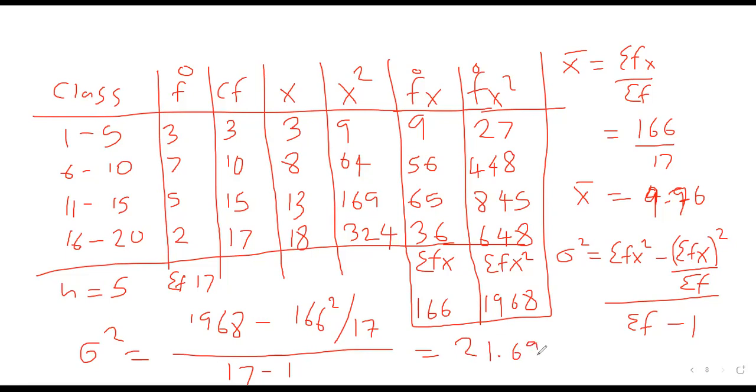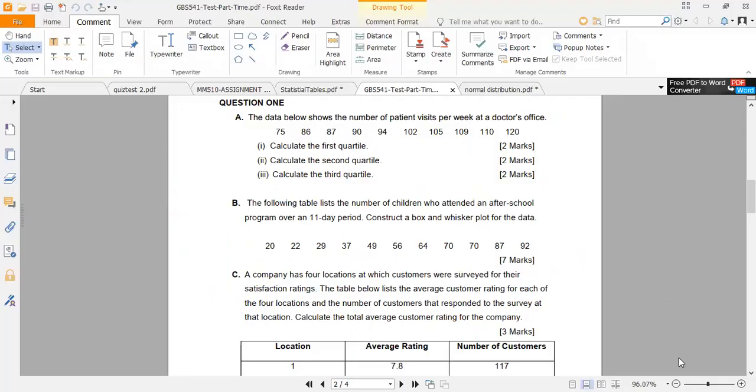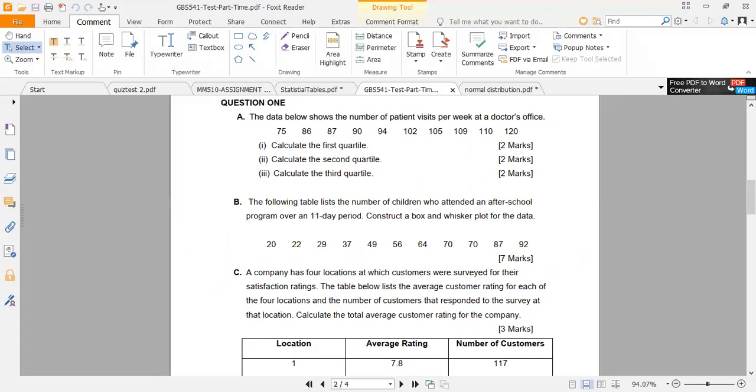Okay, so we end here. Your homework is the first part of your test. I will require that work before our next class. So the homework will be question number 1. Please take it seriously.